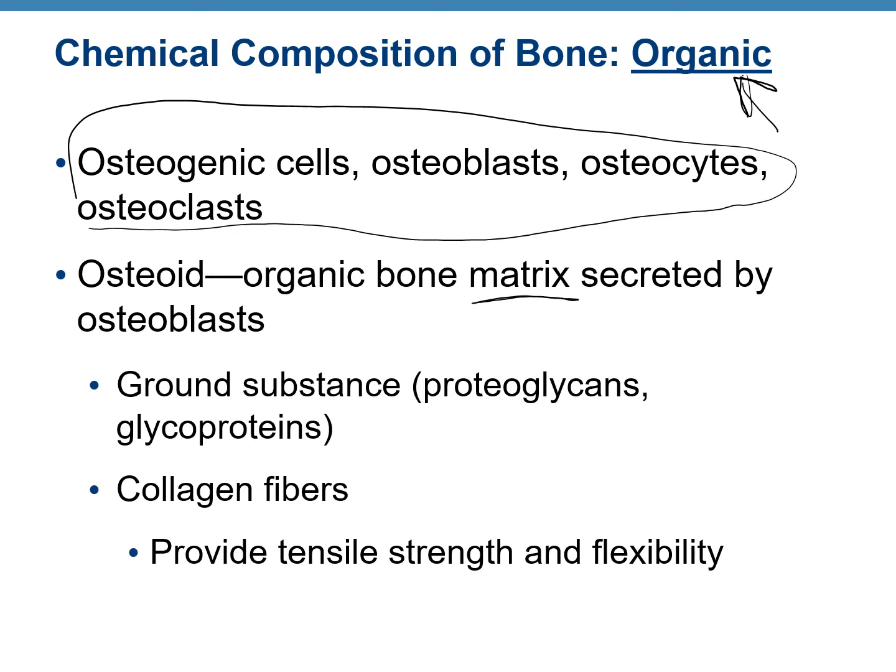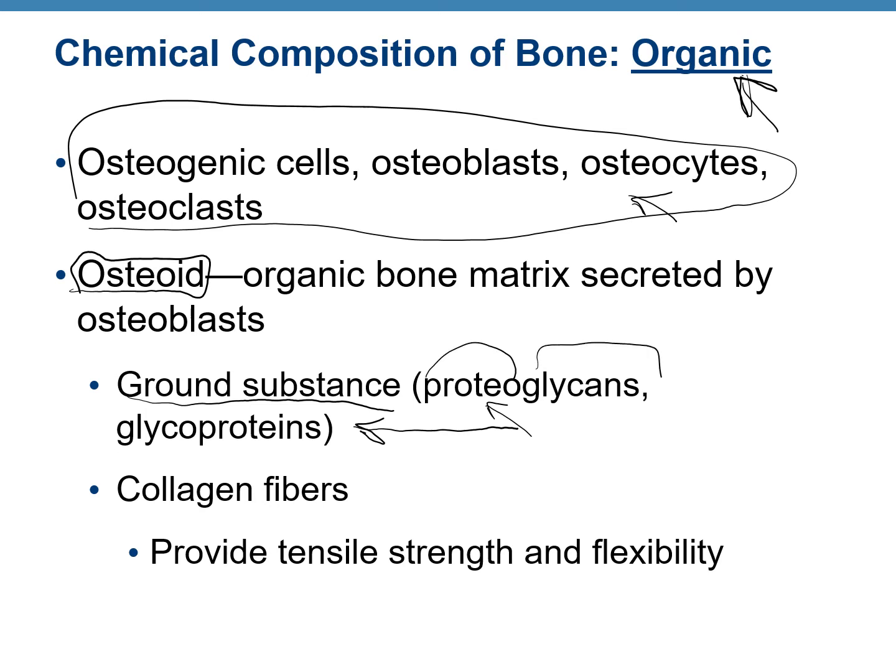Bone is connective tissue, and remember that connective tissue is made of cells and extracellular matrix. So those are the cells of a bone, and then the matrix itself has an organic part and an inorganic part. The organic part is called osteoid. So osteoid is the organic part of a bony matrix, and it's secreted by osteoblasts. And remember that matrix is made of ground substance and fibers. So here's our ground substance, including proteoglycans and glycoproteins. Both of these molecules are organic molecules made of protein and sugar attached to it, and collagen fibers. And collagen fibers provide tensile strength and flexibility to a bone.